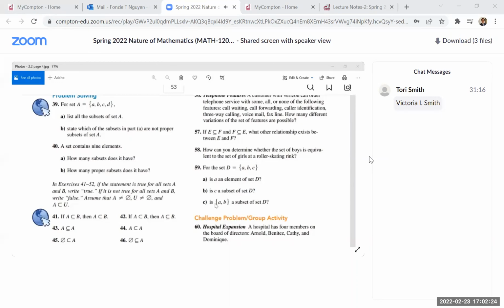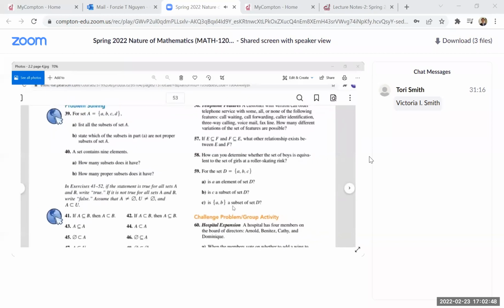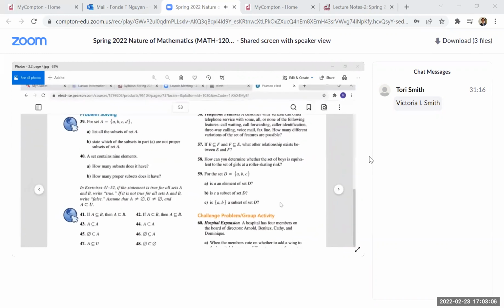All right, and then part C, see how this one does have the brackets? So is A comma B a subset of D? Yes. This one is, because it does have the brackets. So if it doesn't have brackets, it can't be a subset. It has to be just an element. So just be careful with that. All right. You said A was no or yes? Oh, sorry. A was yes. So it's yes, no, yes. Okay. All right.